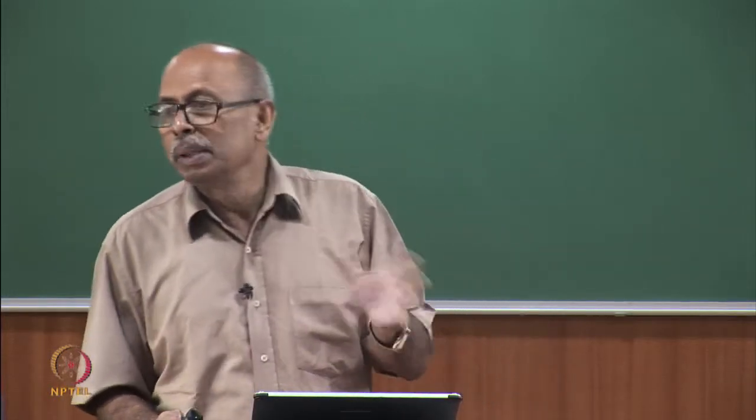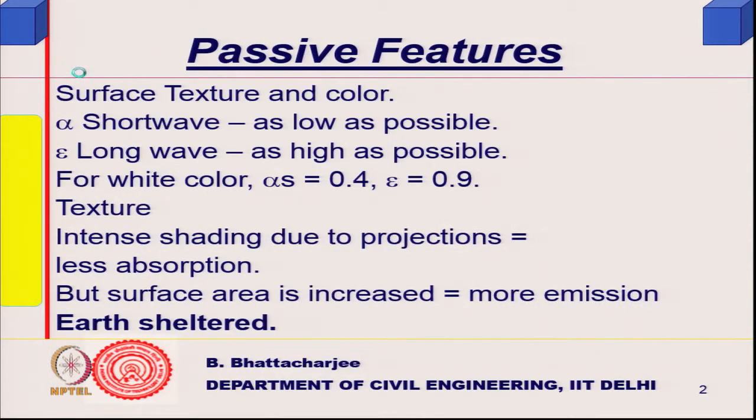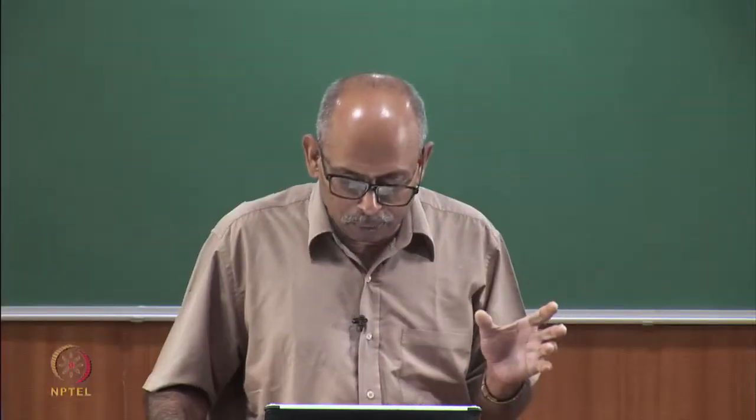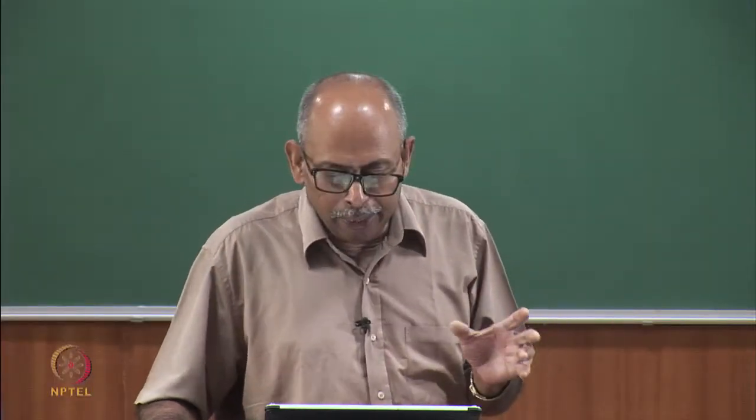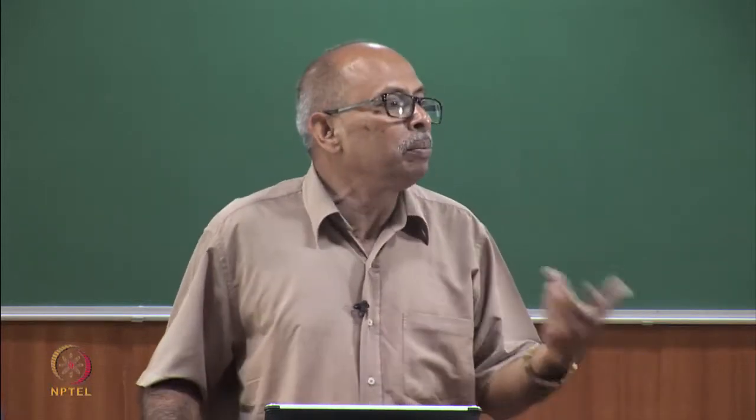Those are simple things to be done, but a little more complex things can also be done. This is what I was mentioning the other day, surface texture and color, right. Short wave absorptivity should be as low as possible, long wave emissivity should be as high as possible. For a white washed surface, alpha is very small, 0.4 or so, and epsilon is 0.9. Now, if there is a paint which performs even better than this, that would be favorable.